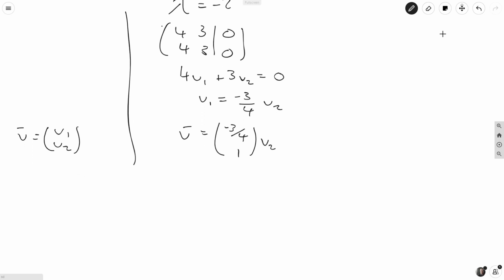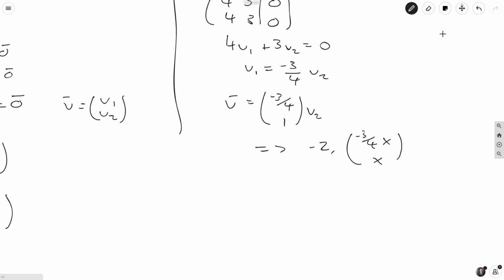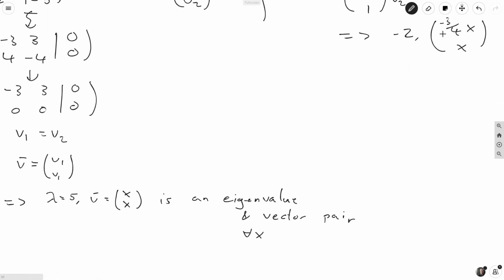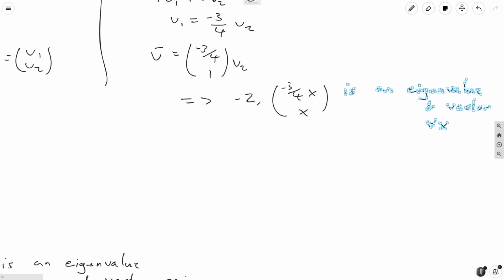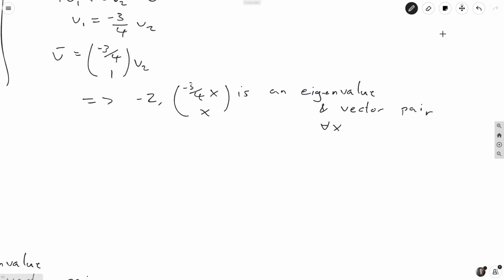So therefore, this implies lambda equals minus 2 and vectors of the form minus 3 over 4 x, x. Again, this is an eigenvalue, eigenvector pair for all values of x. Let's copy that text over here because it's the exact same thing. But this is the idea of how we find eigenvectors and eigenvalues for 2x2 matrices. Okay, so we'll go on to some more difficult eigenvalue problems in the next video, but hopefully this all made sense to people. And until next time, I'll see you then.